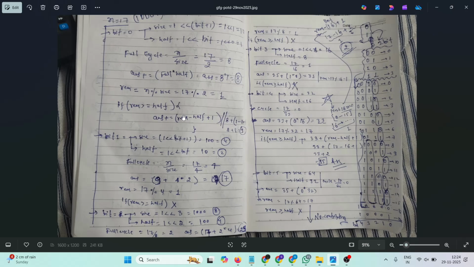So now what is the remainder? The remainder is 1. Minus what is our half? Half is 1, so that means this is going to contribute 1. So for now our answer becomes 9.